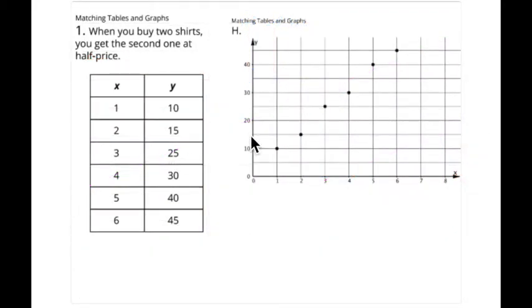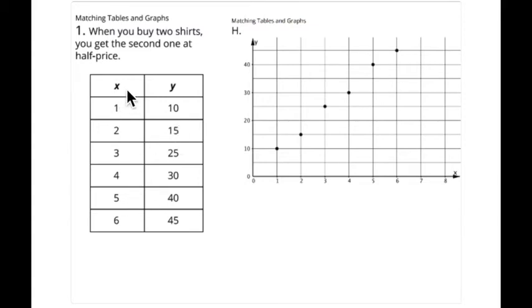This is table 1 and graph H. I thought this relationship was interesting as well. So this is a relationship between buying t-shirts and how much you pay for purchasing those t-shirts. And the interesting part is that the second t-shirt is half price. So if you buy 2 t-shirts, you pay full price for 1 t-shirt. That in this case is $10. And then you pay half price for the second t-shirt. That would be $5. So if you're buying 2 t-shirts, you're going to pay $15.